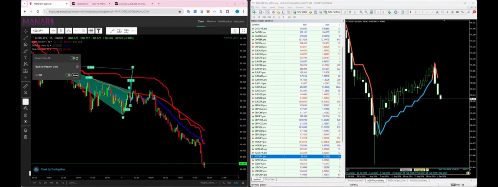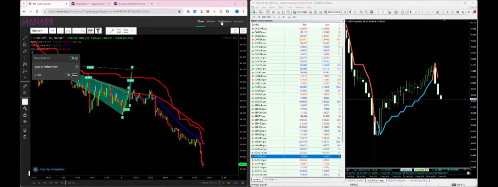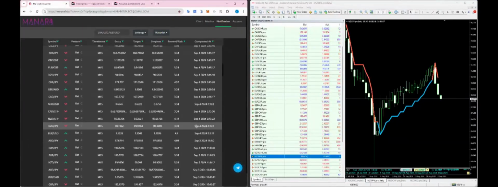Now, let's see. Manara on the left side, we see the scanner, and I picked this trade from September 4th at 2 in the morning. So actually it was this morning for me. I'm in LA time or California time.